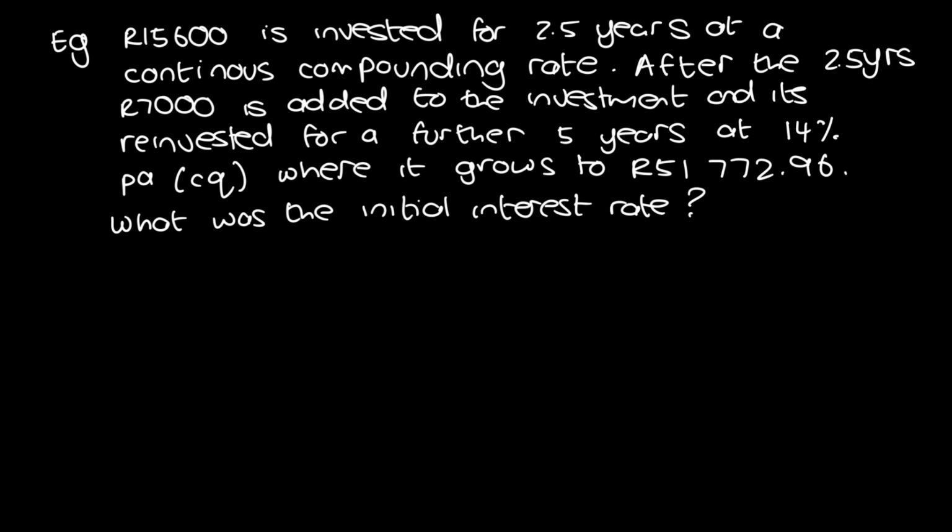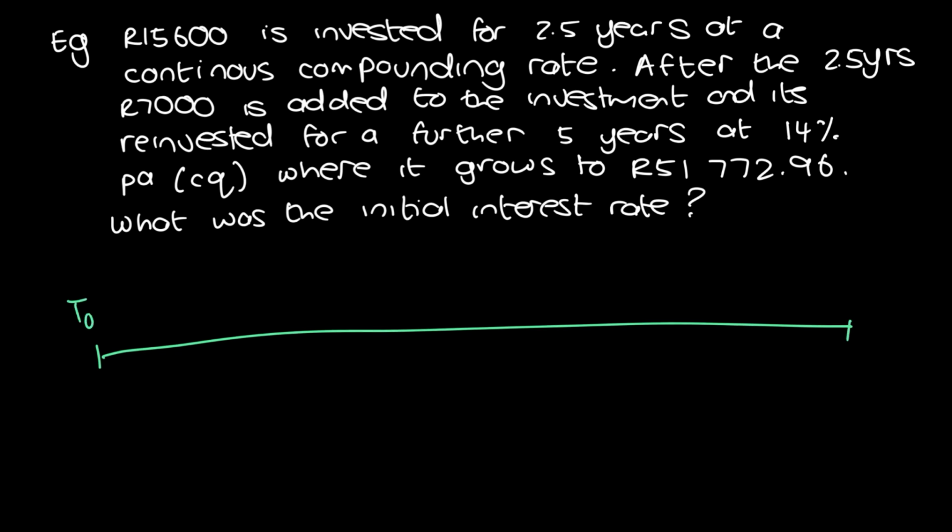So we're going to start off by just creating a timeline with a starting time and a finishing time. So standard T0 and TF for starting and finishing. And then we're going to slowly start putting information on it, and you're going to see how we build up the information on our timeline. So we start off with the 15,600 Rand invested at the beginning. So we have a present value at T0 is equal to 15,600.